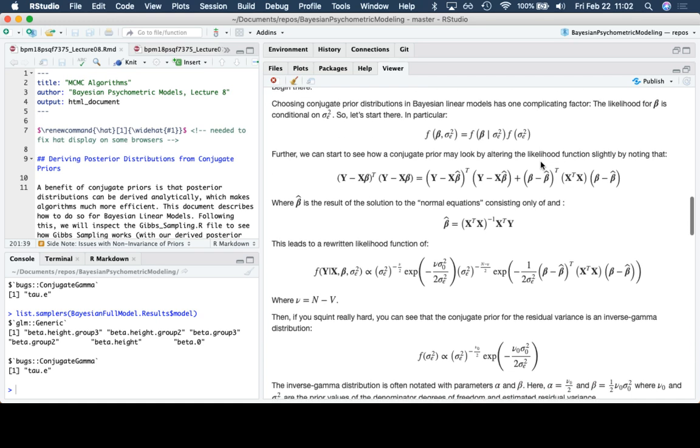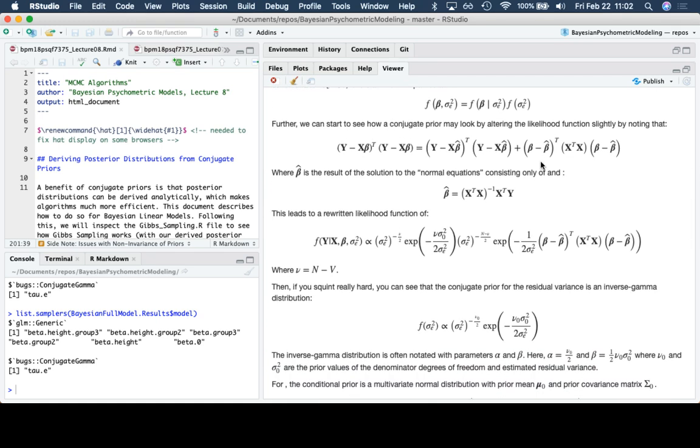So here's some math that I would have never thought of to make this work, but I should have, as part of the learning process. Take a look at our likelihood function, where this part shows up: y minus x beta transpose times y minus x beta. We could show that this term on the left-hand side is equal to the term on the right: y minus x beta hat transpose times y minus x beta hat, plus beta minus beta hat transpose times x transpose x times beta minus beta hat.